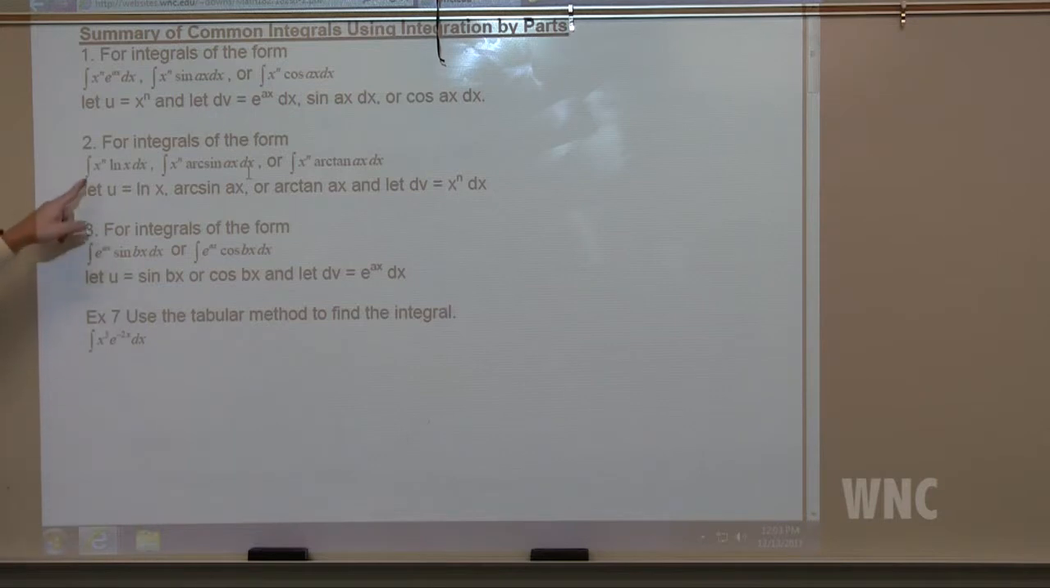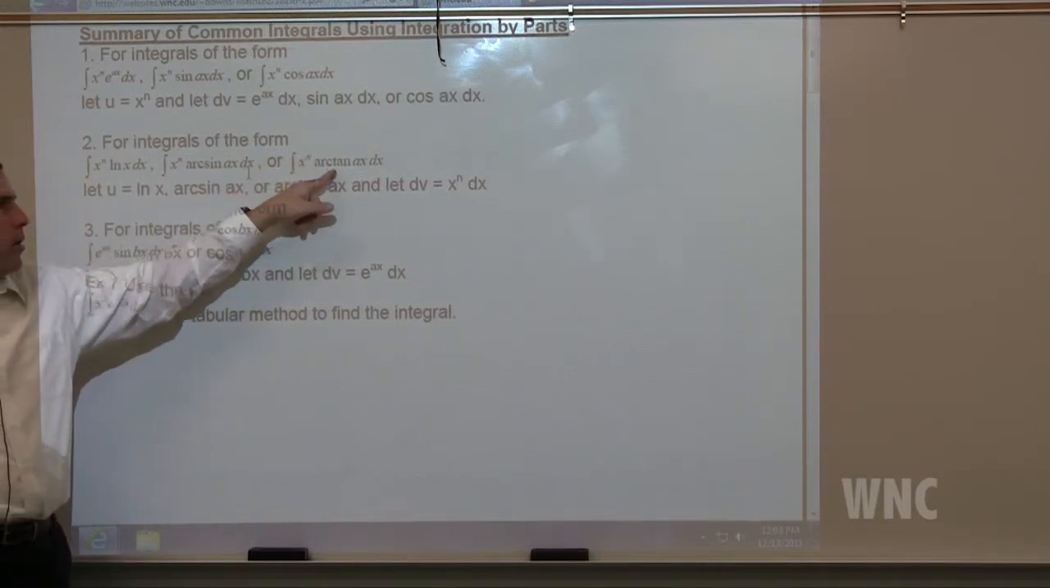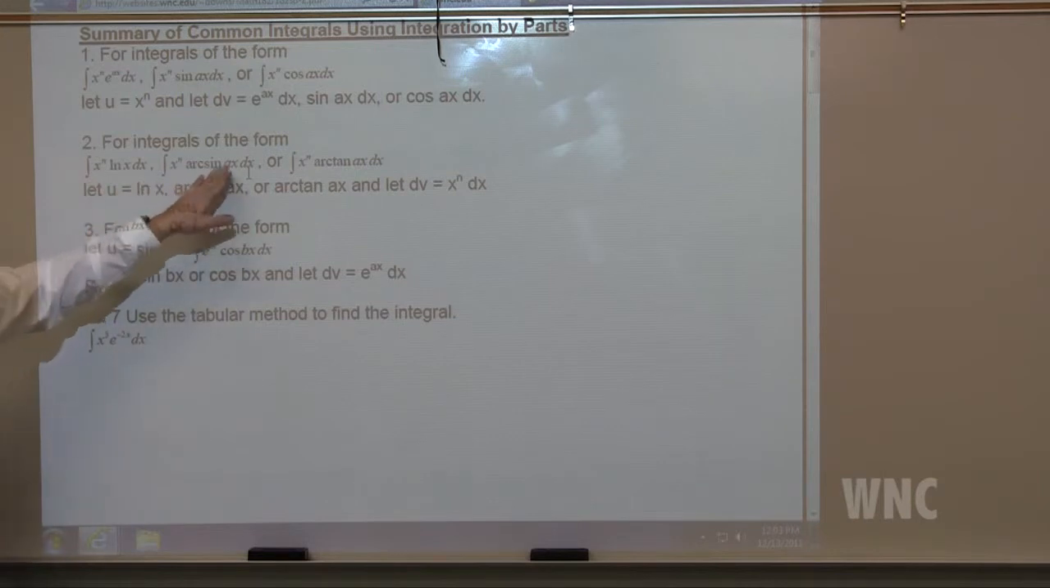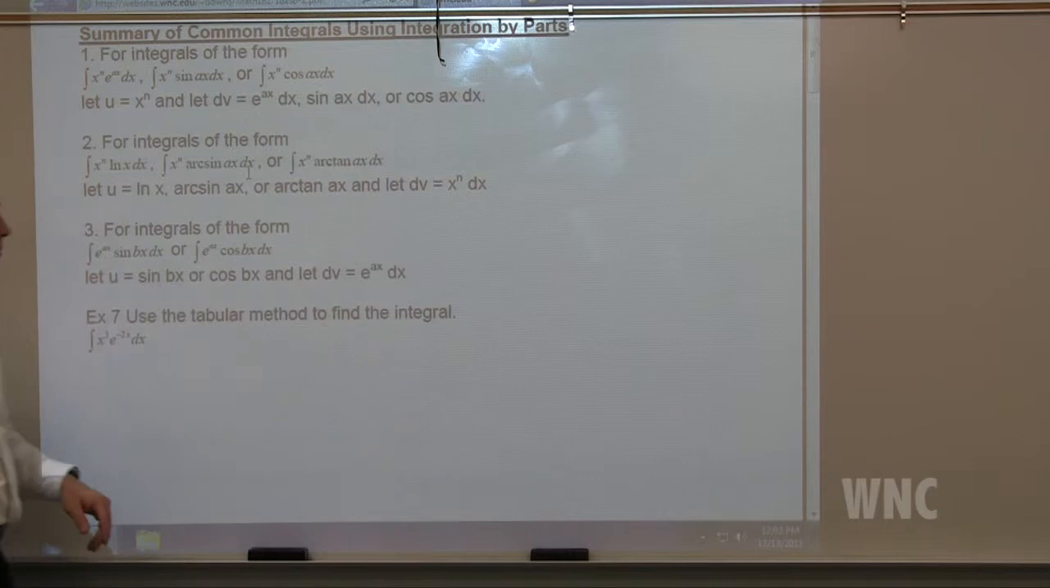For integrals of the form x to the n natural log of x dx, x to the n arcsine ax dx, or x to the n arctangent ax dx, u is going to be the natural log, the arcsine, or the arctangent, and your dv is going to be x to the n dx.